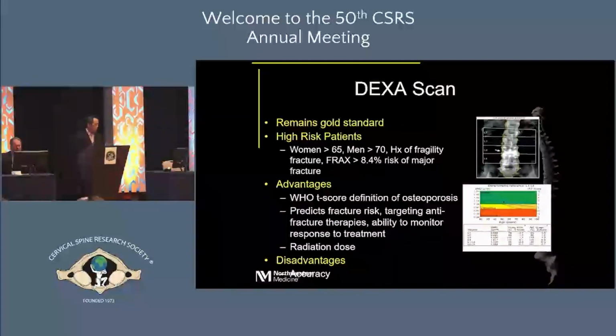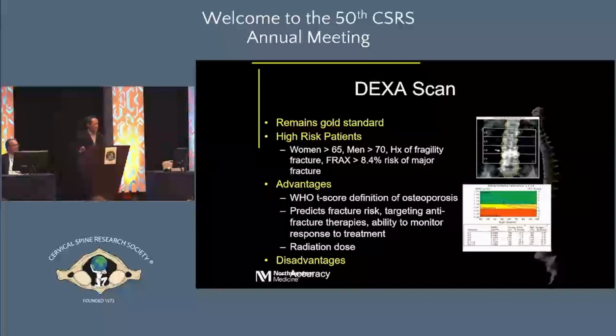The advantages of this test is that the World Health Organization has a well-established T-score for the definition of osteoporosis. It does predict fracture risk as a whole, not just in the spine. And there is ability to monitor response to treatment with a DEXA scan score.